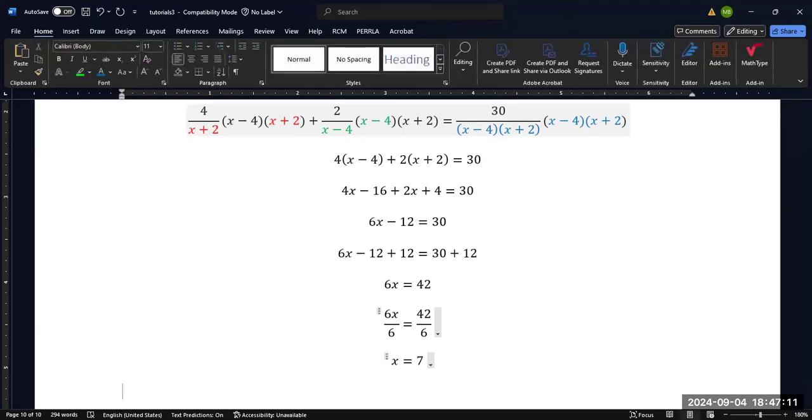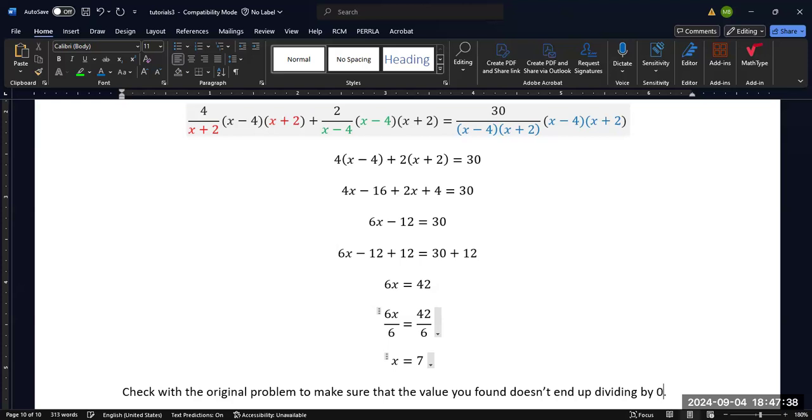Now, anytime you have a rational problem, you have to check with the original problem, not only to make sure that, in fact, this is the correct solution, but also to make sure that the value you found doesn't end up dividing by 0. So when you do rational problems like this, you can sometimes get extraneous solutions, not only when you have multiple solutions, but just in general.